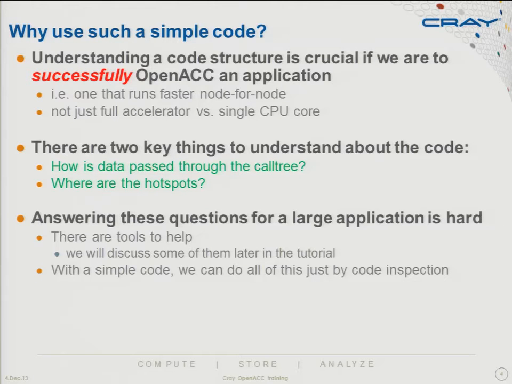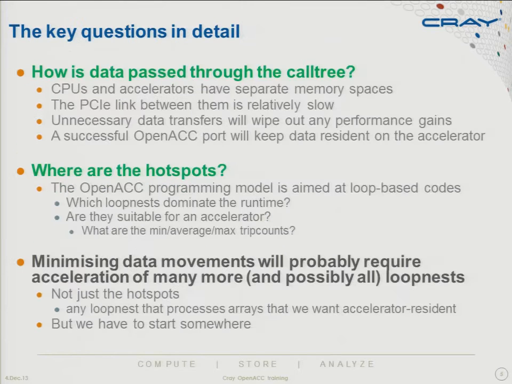If we want to successfully port a code, we need to know 2 things. How is data moved around between the different routines, and which routines take the most time? And for a real application, that's hard. There are tools to help you to do that, and we'll discuss these tools later. But for a simple code, we can just do it by looking at it. It's only 200 lines.